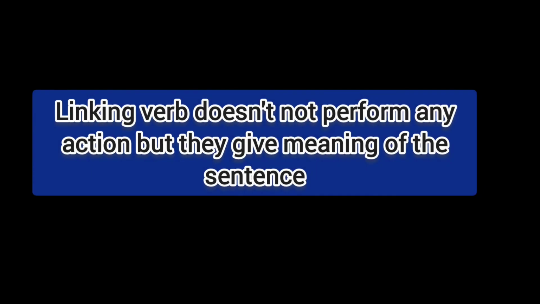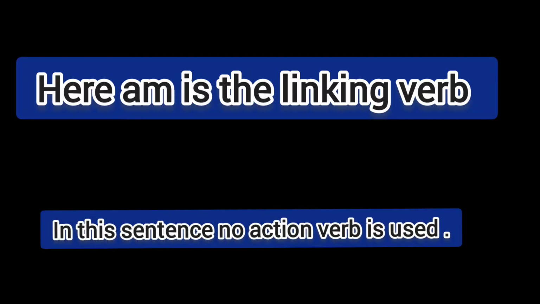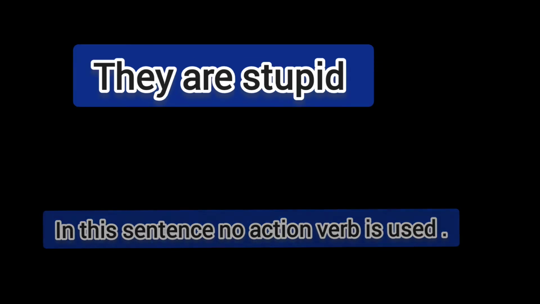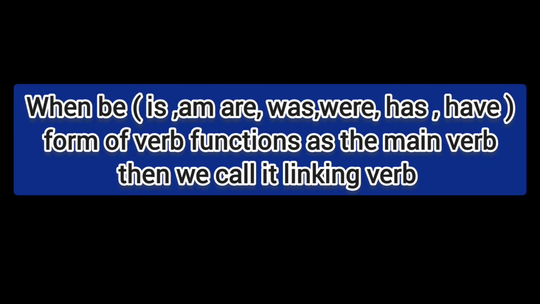Linking verbs. Linking verbs do not perform any action, but they give meaning to the sentence. For example, I am a student. Here, am is the linking verb. They are students. Are is the linking verb. When a be form of verb functions as the main verb, then we call it a linking verb.